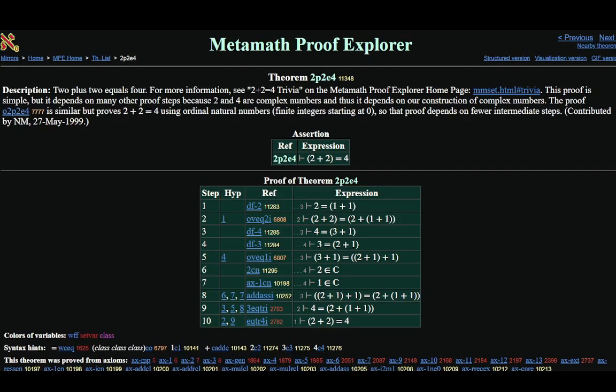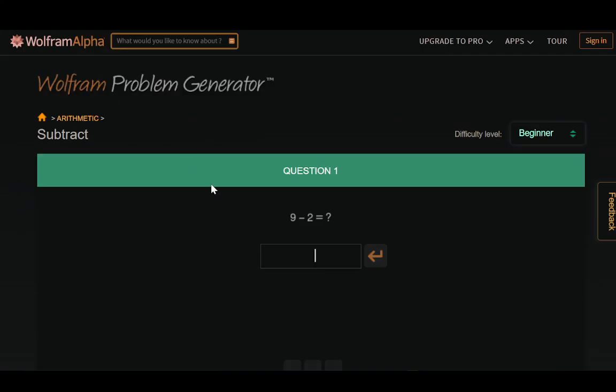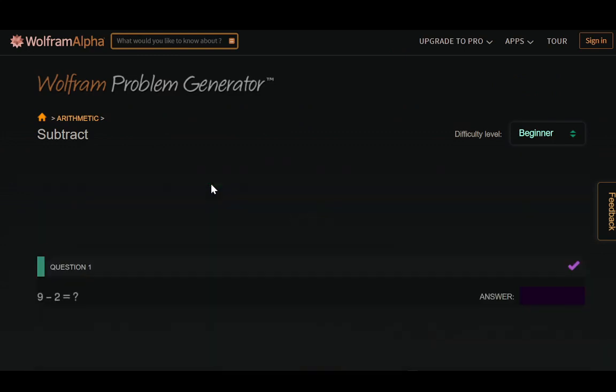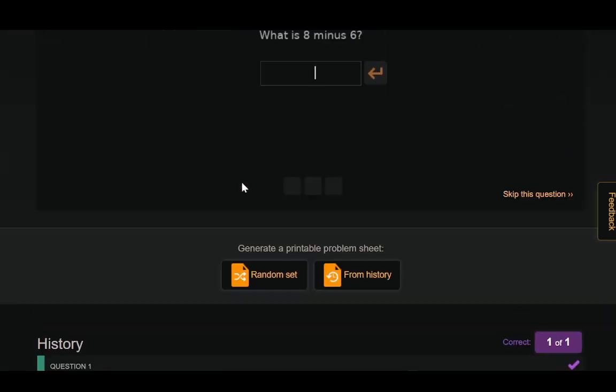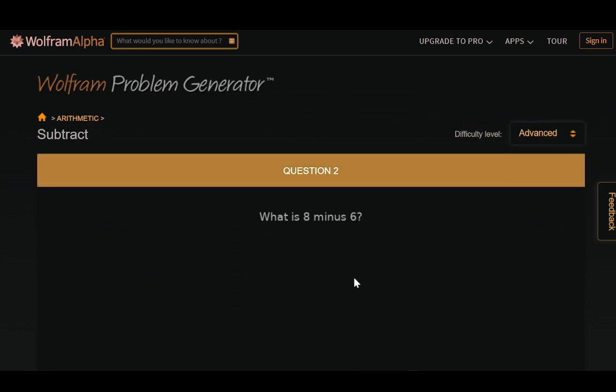So let's fill it in. Let's risk our planet. Let's risk our city on 9 minus 2 equals 7. Correct. Okay, good. So the city hasn't been destroyed yet. And let's see if they boost us up to advance.